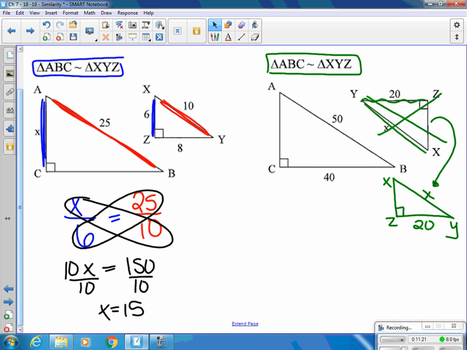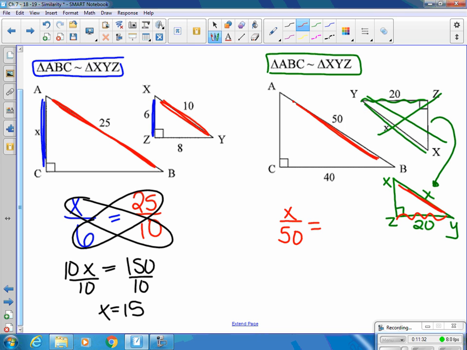Okay, so let's see. Gotta find X. Here's X. What side corresponds with X? Oh, 50 does. X over 50 equals, okay, back to my smaller triangle, 20. What corresponds with 20? 40. Okay, now, very simple, cross multiply.